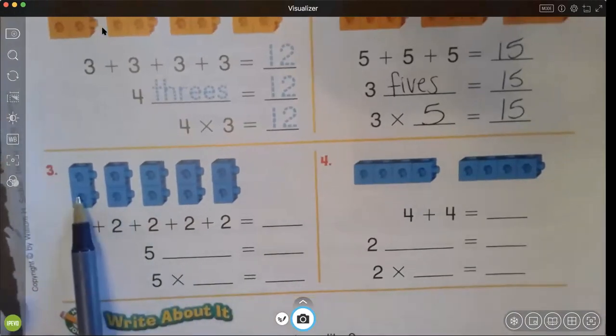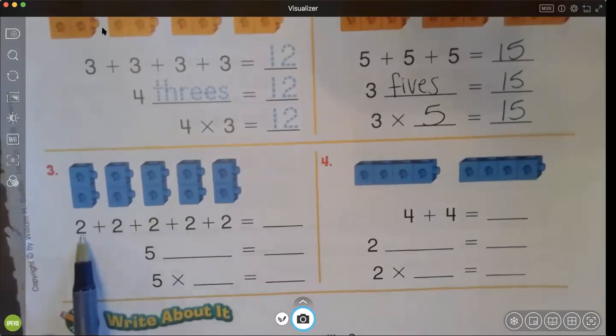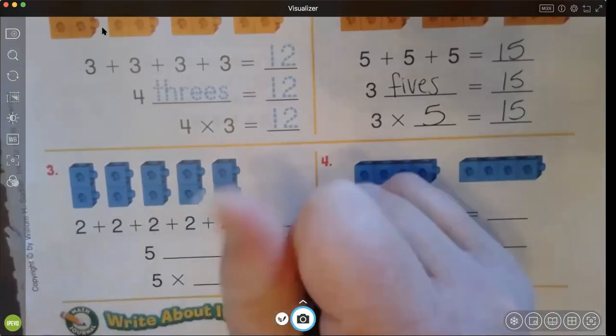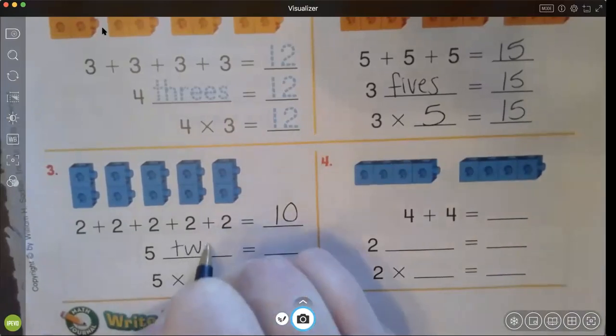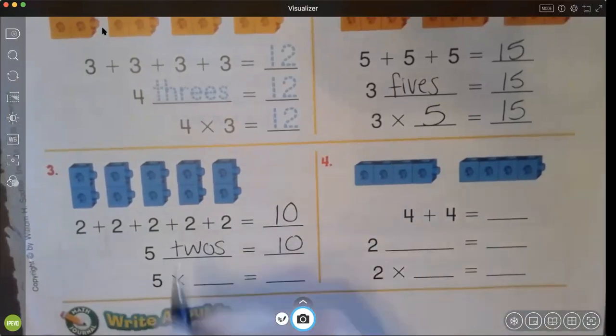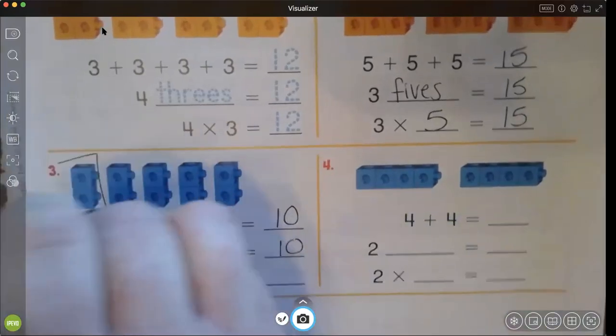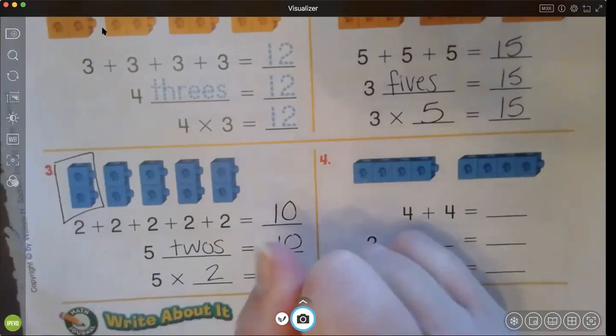We have 1, 2, 3, 4, 5 groups of 2. So we're going to add 2 5 times. So 2 plus 2 plus 2 plus 2 plus 2. So if we count by 2s, we have 2, 4, 6, 8, 10. We have 5 2s, which also equals 10. And we're going to do 5 times 2 because each group has 2 in it. So 5 times 2 equals 10.